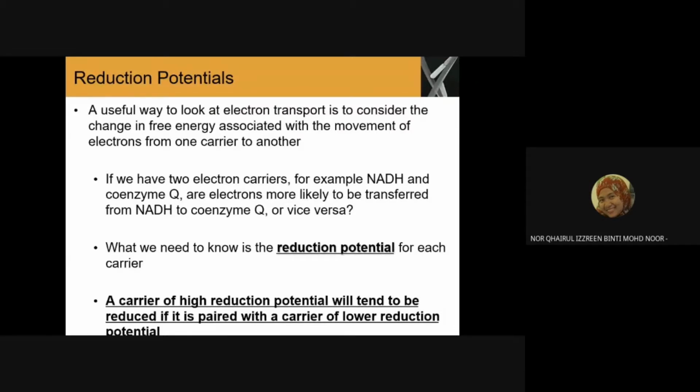So remember, electron is in this molecule. So that is why we call NADH and FADH an electron carrier itself. For example here, NADH and coenzyme Q, the electron is more likely to be transferred from NADH to coenzyme Q. Do you know why? Because of the reduction potential. One of them has high reduction potential and another has low reduction potential. A carrier of high reduction potential will tend to be reduced if it is paired with a carrier of lower reduction potential. So that is how it works.